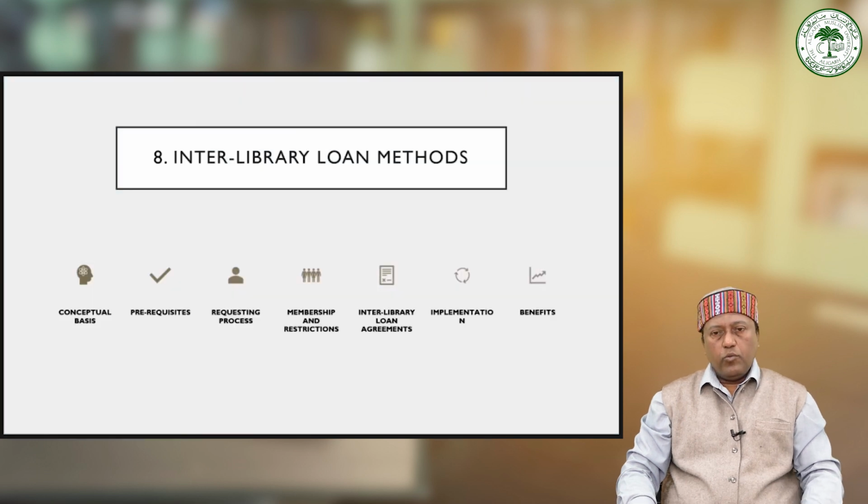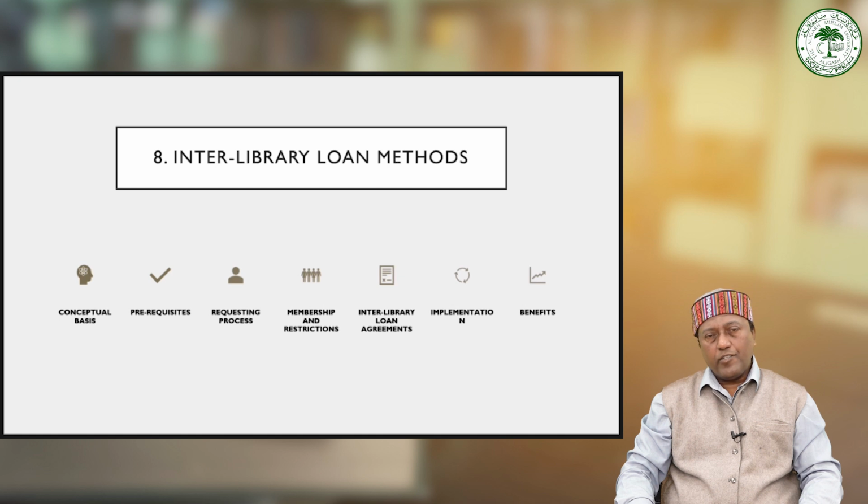So one more important activity taken up by the circulation section is the interlibrary loan method. Interlibrary loan, just to understand, means loaning between two or more libraries. So for loaning material between two or more libraries, or allowing patrons from more than one library, it involves an agreement between the two parties or libraries.